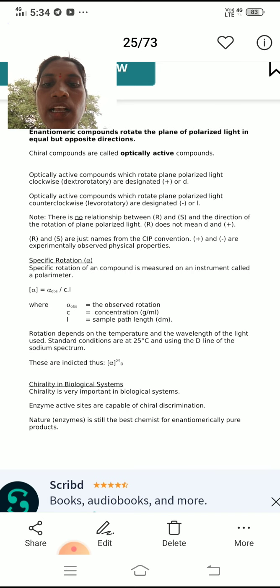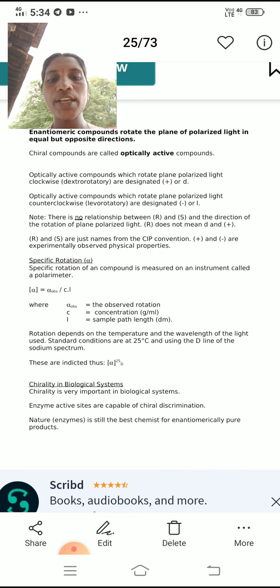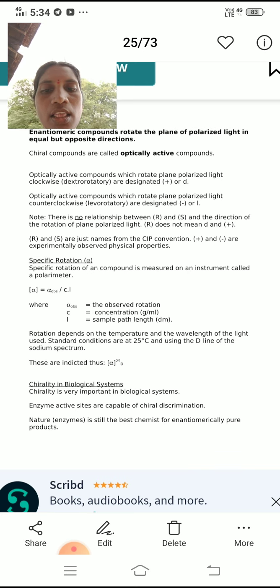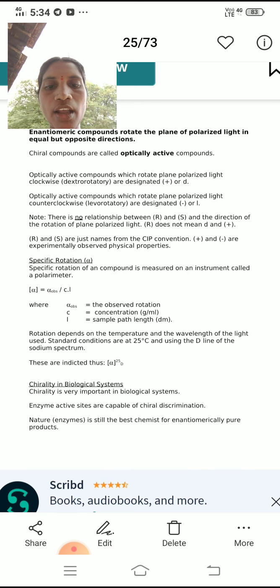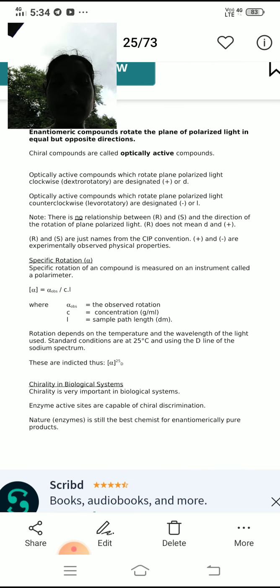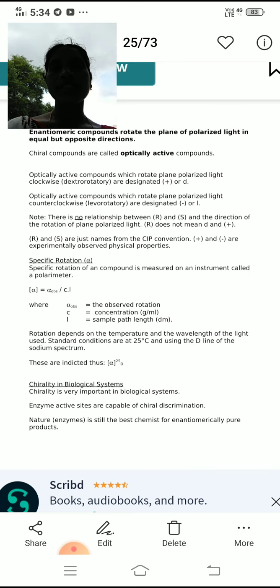Next, chirality in biological systems. Chirality is very important in biological systems. Biologically, enzymes have active sites that are capable of chiral discrimination. So nature's enzymes are still the best chemists for enantiomerically pure products.